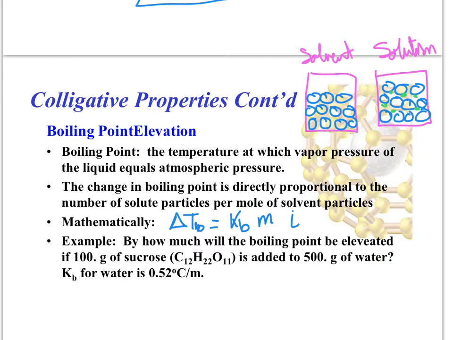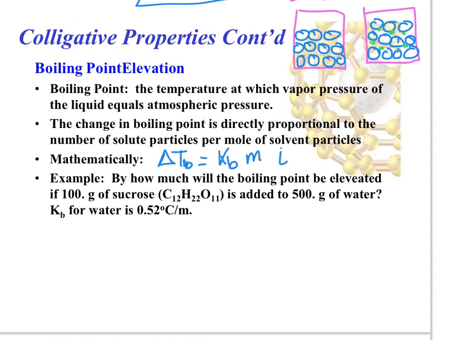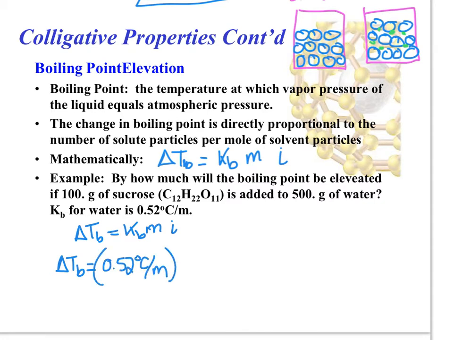So let's try this example here. It says, by how much will the boiling point be elevated if 100 grams of sucrose is added to 500 grams of water, and they give us K_b for water. So we're going to start with our equation. Delta T_b is equal to K_b times m times i. So delta T_b is equal to 0.52 Celsius per molal. That's my K. My m, I'm going to calculate separately on the side here.